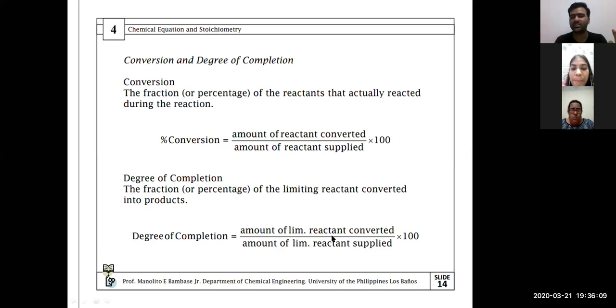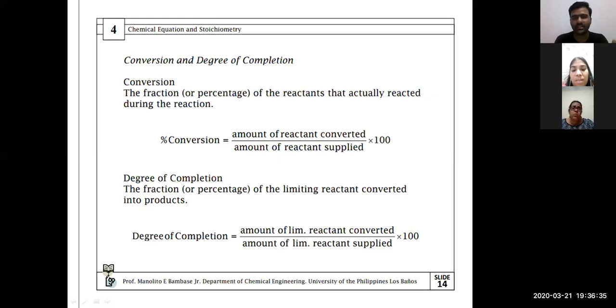The degree of completion is checked with respect to the limiting reactant, because some amount of the excess reactant is going to remain unreacted after the end of the reaction. What is going to get consumed in its entirety would be the limiting reactant, right? So if the limiting reactant has got completely converted, then you can say that your reaction has gone to 100% completion. That is what we mean by degree of completion.